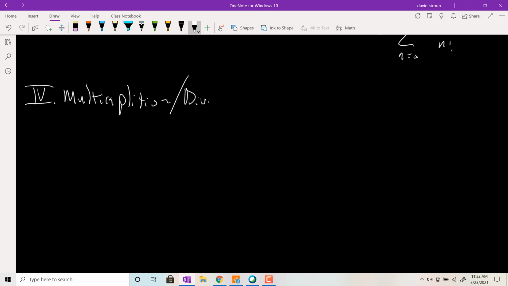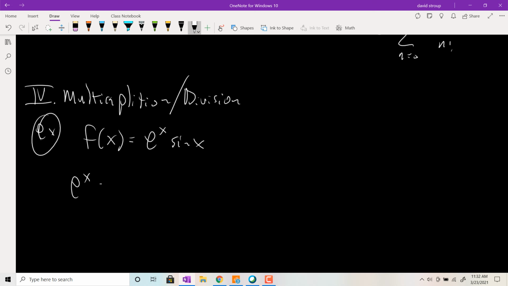Multiplication and division. I'm just going to look at the multiplication version. The division works just like long division, except the polynomials are infinitely long. So let's look at this example. f of x is e to the x times sine of x. The way I'm going to do it is write the representation for e to the x. You can go to your table and get this.